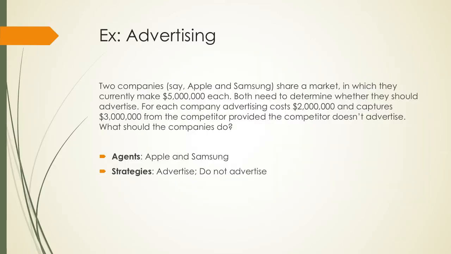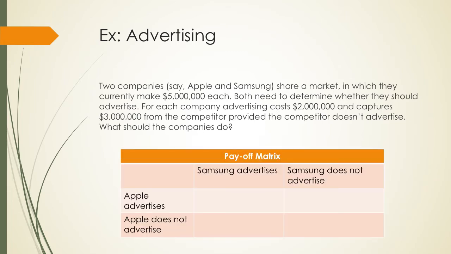In this example, the agents or players are Apple and Samsung. The two companies are each choosing between two strategies, either to advertise or not advertise. We can represent the outcomes of the various strategies for each player in what is called a payoff matrix. This is a table that shows the payoff or outcome that each player obtains from a given combination of both player strategies. For example, suppose both Apple and Samsung advertise. Then each company maintains its current share of $5 million, but spends $2 million on advertising. So each company has a net payoff of $3 million.